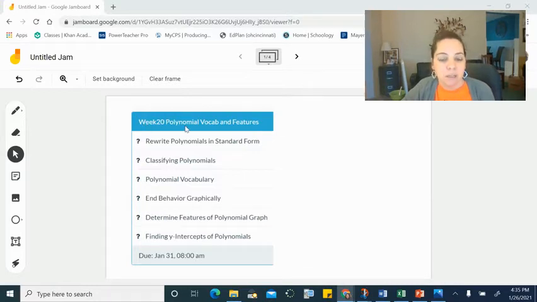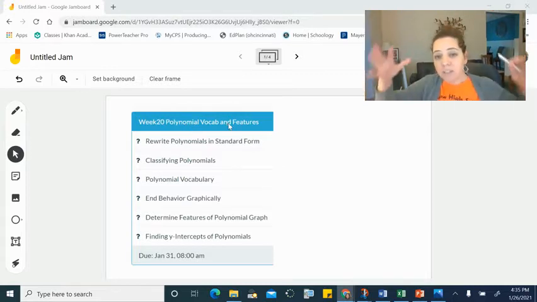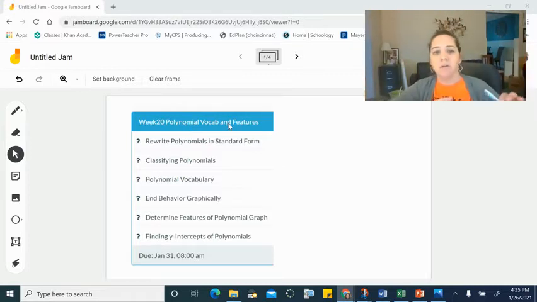So week 20, polynomial vocabulary and features. We've already talked about this. It was just a long time ago. And it's going to lead us into some other important parts of things with polynomials where we add, subtract, multiply, and divide. And dividing is trickier than it sounds. We're going to learn things about quotient rule and rational roots and all sorts of different things depending on all that stuff. So we're going to review some things this week, and then we'll crack into new stuff next week.